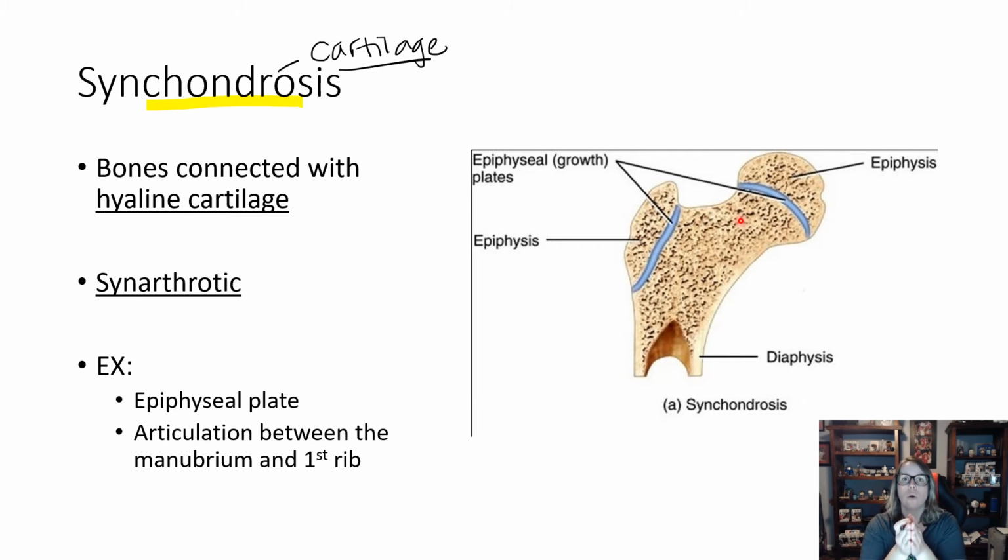Now the other example I have for you is the articulation between your manubrium, which remember is the top portion of our sternum, to our first rib, which you really typically can't feel because it sits here underneath your collarbone. But your first rib, if you remember from lab, is this really C-shaped, teeny, tiny rib bone. And it sits right about here.